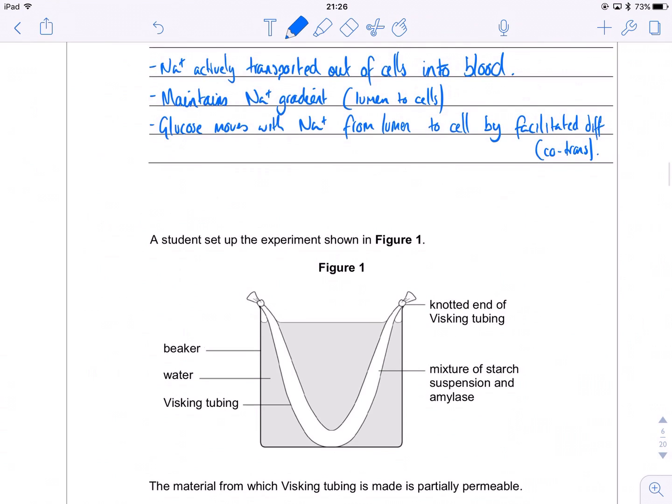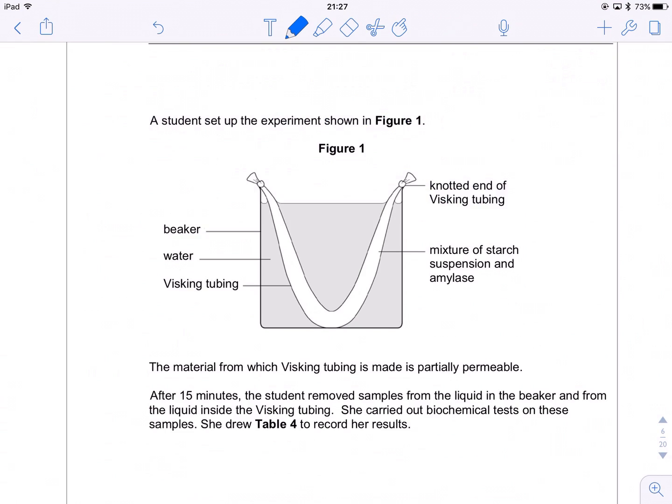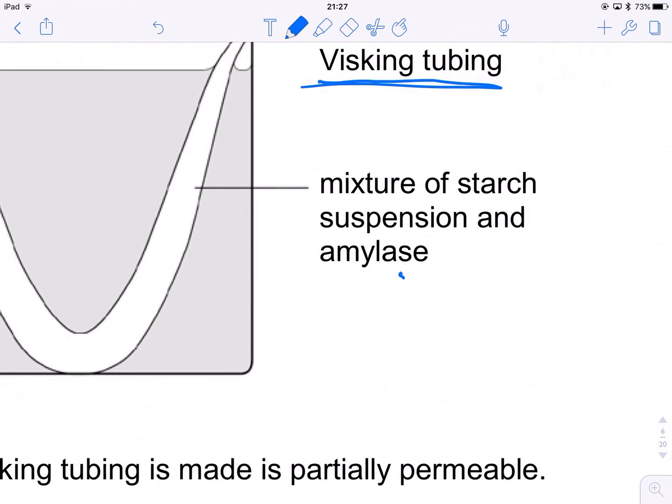So this goes on to talk about an experiment that a student has set up, where we've got some visking tubing that's laid in what looks like a water bath or a beaker of water, and in the visking tubing we've got starch and amylase. Now amylase is an enzyme that is going to digest starch.